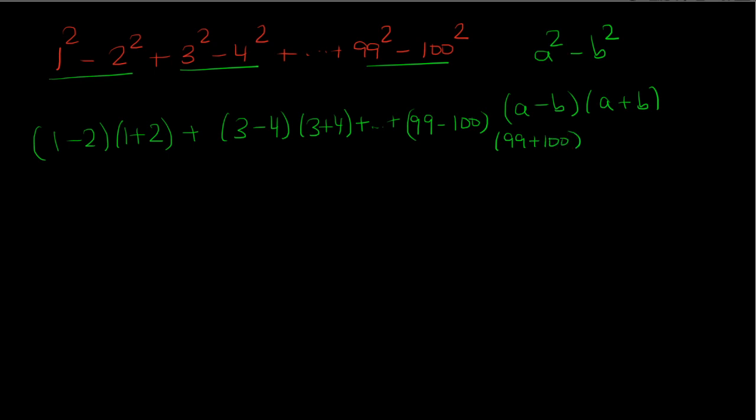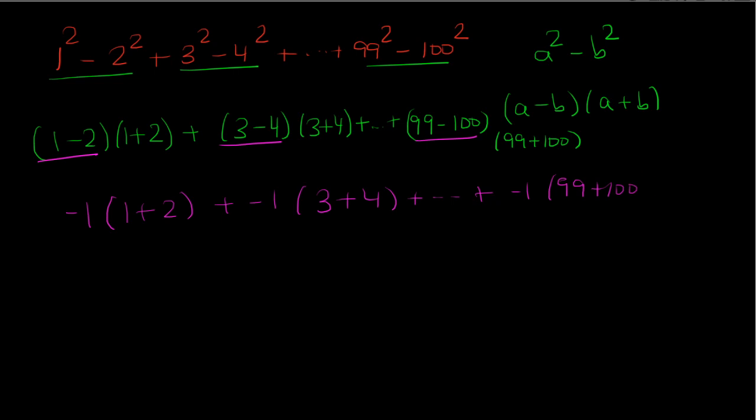The next thing to notice is that the first factor in all of these is -1. So I can pull out a -1 and then multiply it by the next factor. The next step, I can factor out the -1, and all that's going to be left is 1 plus 2 plus 3 plus 4, all the way up to 99 plus 100.